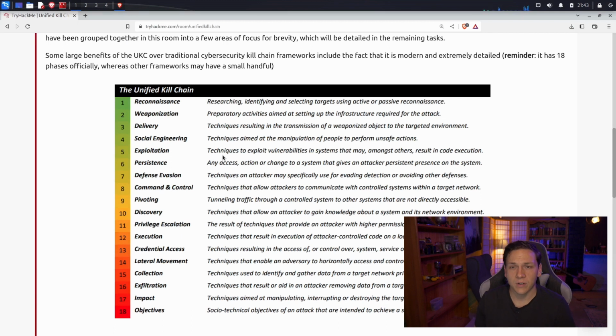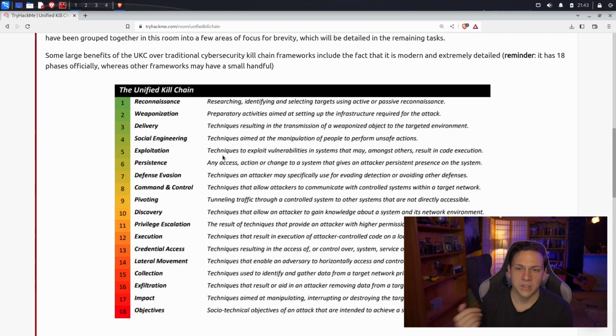Phase 1, reconnaissance. Researching, identifying, and selecting targets using active and passive reconnaissance. Phase 2, weaponization. Preparatory activities aimed at setting up the infrastructure required for the attack. Stage 3 is delivery, techniques resulting in the transition of a weaponized object to the targeted environment. Step 4, social engineering, techniques aimed at manipulation of people to perform unsafe actions.